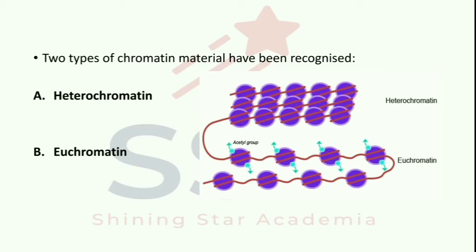Next is euchromatin. The light stained and diffuse region of the chromatin is known as euchromatin. The euchromatin contains a comparatively large amount of DNA and euchromatin is genetically and metabolically active.